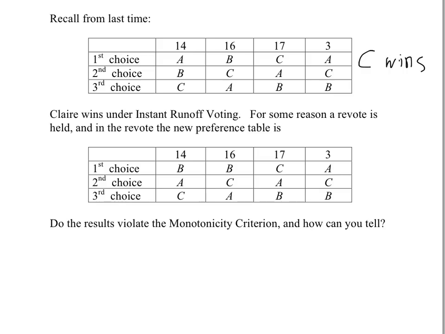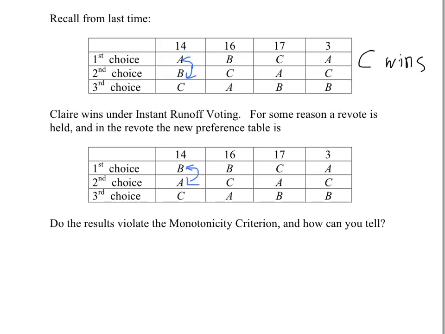Now notice that these three voters in the last column are not changing their ballots. These 17 voters are not changing their ballots. These 16 voters are not changing their ballots. Only these 14 voters are changing their ballots. And the difference involves swapping the locations of Anne and Bob on their ballots. So in the revotes, these 14 voters are moving Bob higher.